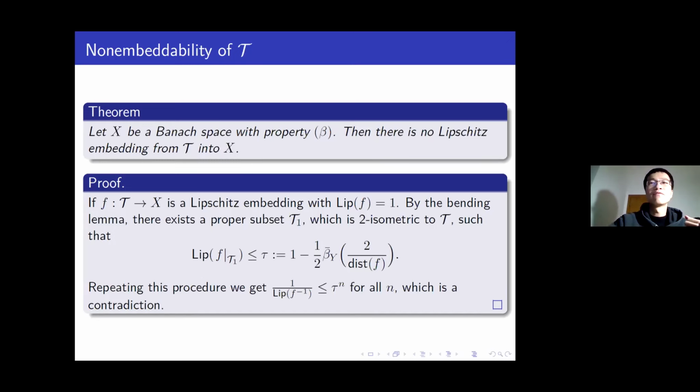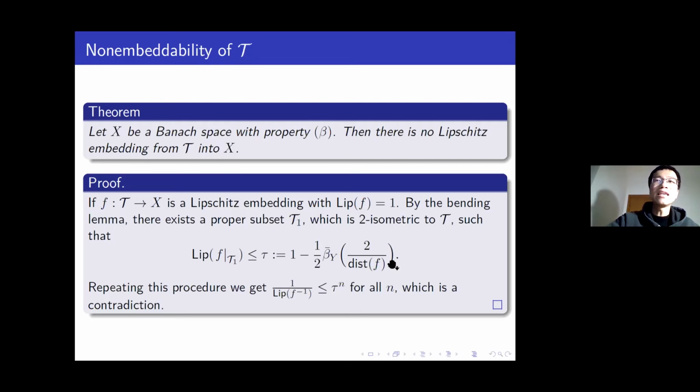Some restriction of f is less or equal than tau to the n for every n. But actually, tau to the n should be at least 1 over the Lipschitz constant of f inverse, because f is a Lipschitz embedding. And you get a contradiction as n tends to infinity, because tau is less than 1 by the beta modulus. So when n tends to infinity, you get 0 on the right side. Okay, this is the proof of non-embeddability of the countably branching tree into a space with property beta.